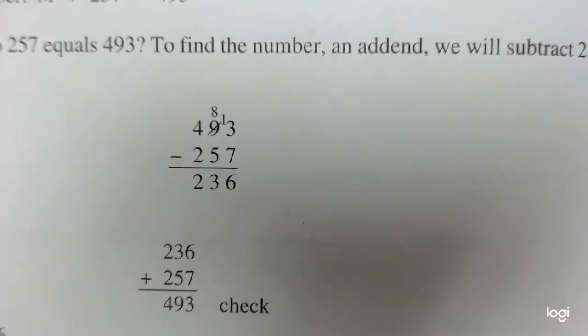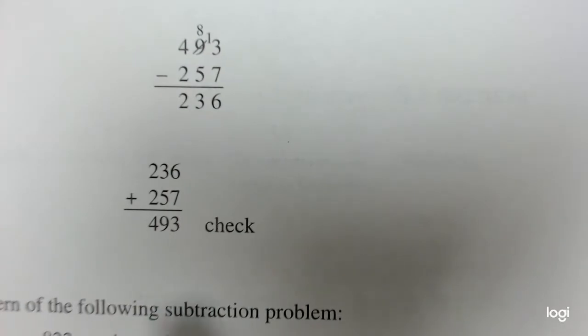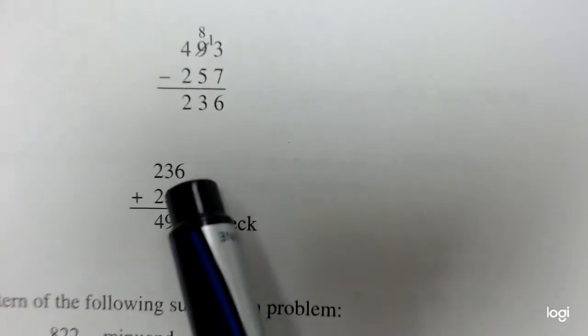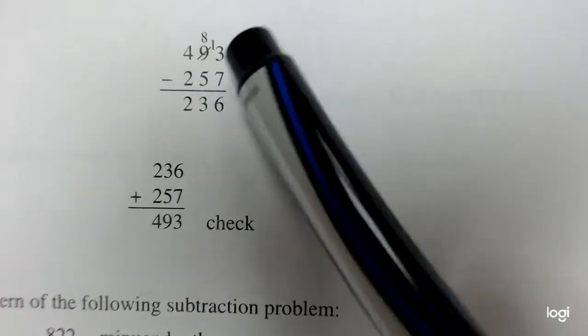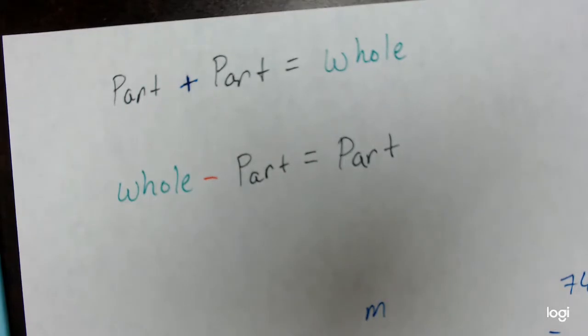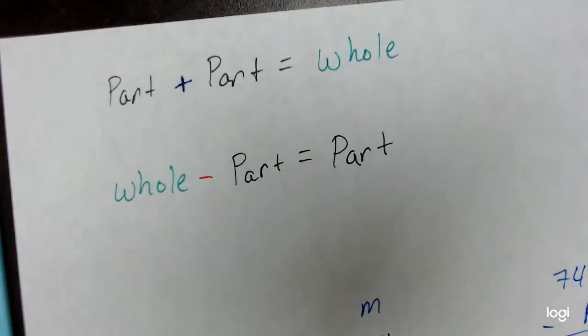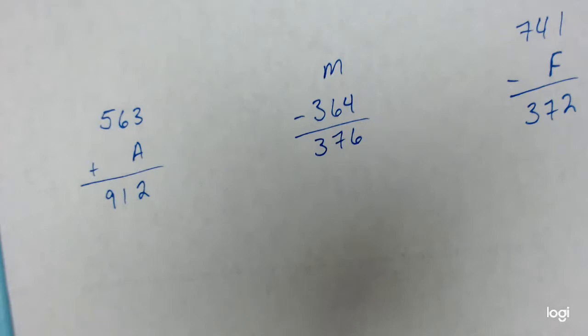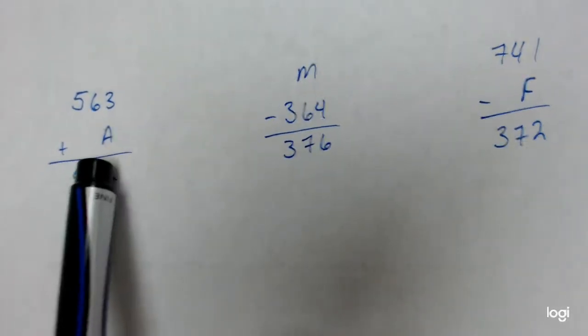And then with addition and subtraction being inverse operations, you should have learned how to check your answer. You can add the two parts together to get the whole again on top. So that's what I mean when I use this sequence of part, part, whole, or whole minus part equals part. Right? And we're going to use that sequence to help us find these missing answers to do the inverse operations.